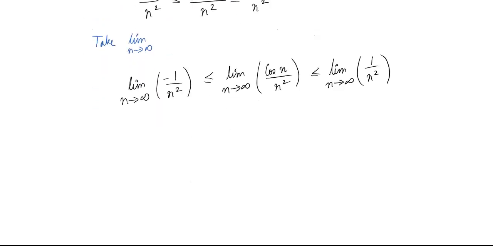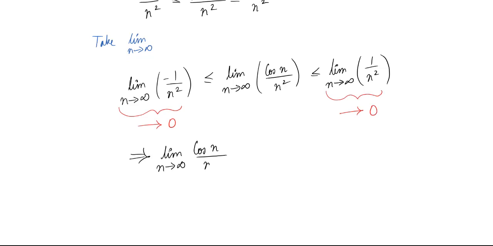So what happens is now with these n's, we can see that this approaches 0, right? And the limit for this also approaches 0. By the squeeze theorem, it implies that the one that's squeezed in between, that is the limit of cosine n over n squared, will also approach 0. In other words, because it's a limit, it will be equal to 0.